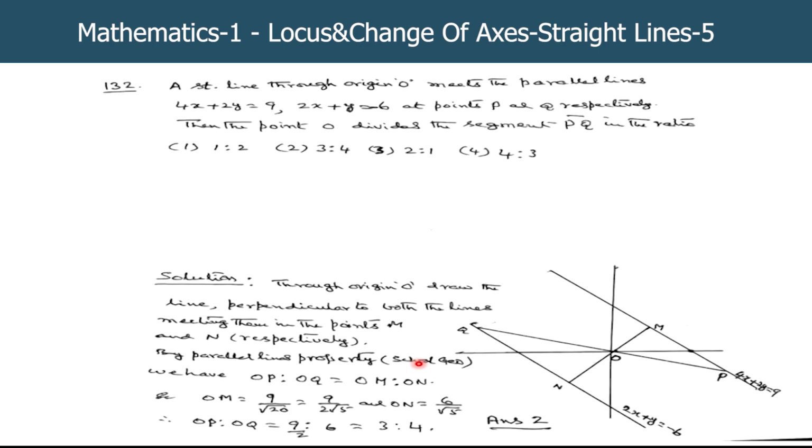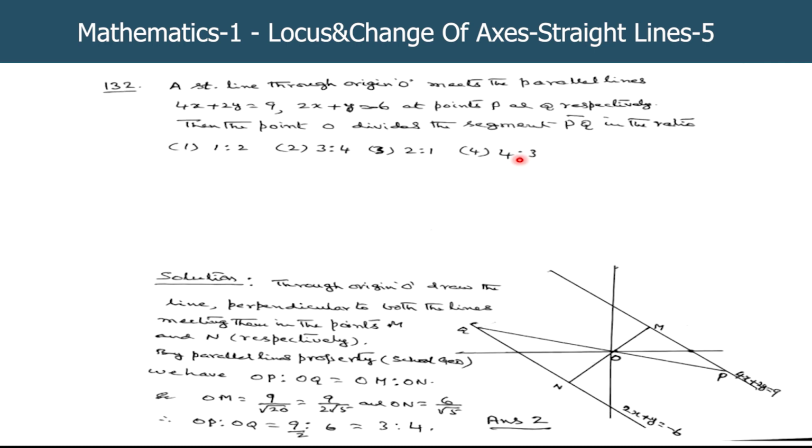132. A straight line through origin O meets the parallel lines 4x plus 2y is equal to 9 and 2x plus y is equal to minus 6 at points P and Q respectively. Then the point O divides the segment PQ bar in the ratio: 1, 1 is to 2; 2, 3 is to 4; 3, 2 is to 1; and 4, 4 is to 3.